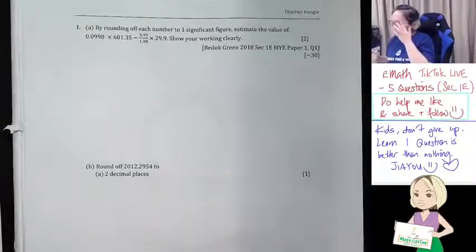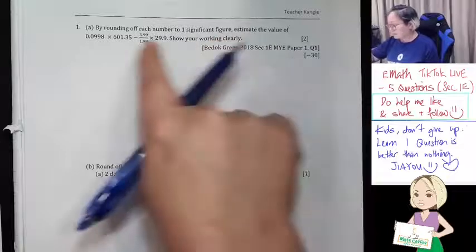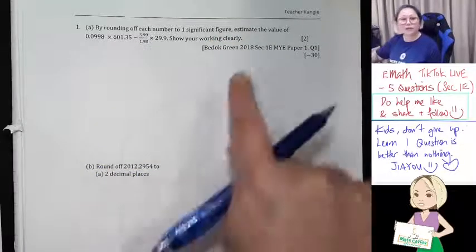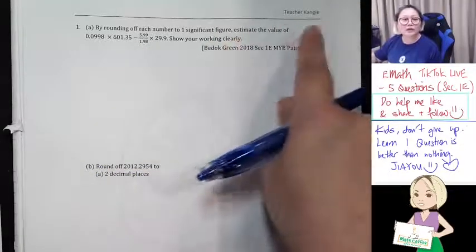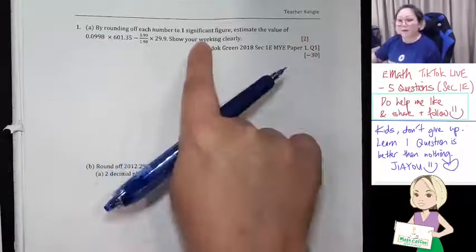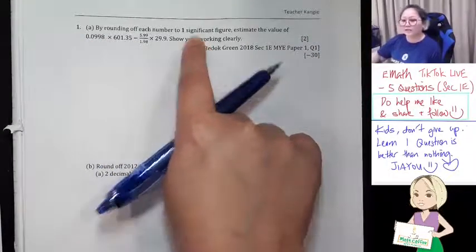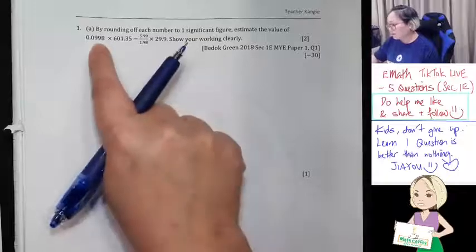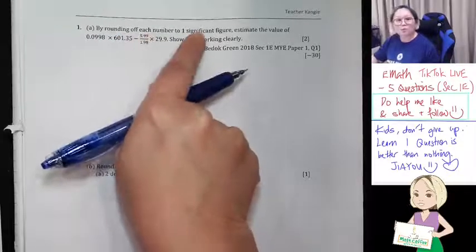Okay, let's do. So the first one is rounding off each number to 1SF. Estimate the value of the expression. Show your working clearly. So you look at it, this is 2 marks. If it's 2 marks, of course you cannot straight away just press the calculator. And actually they already give you the instruction. They already say round off each number to 1SF.